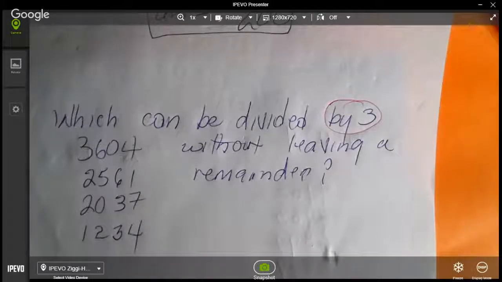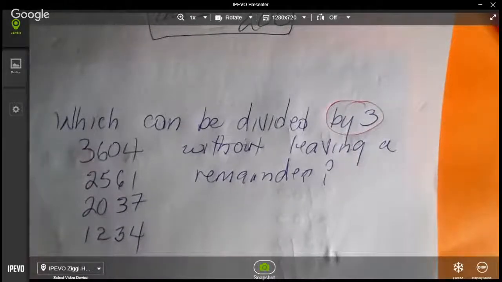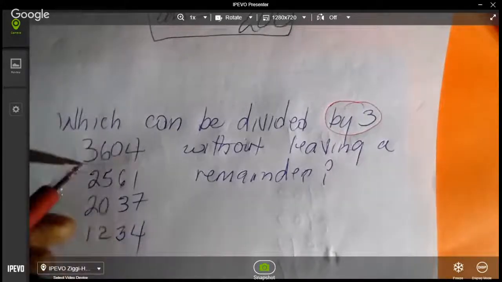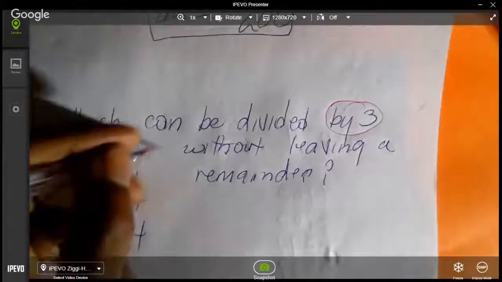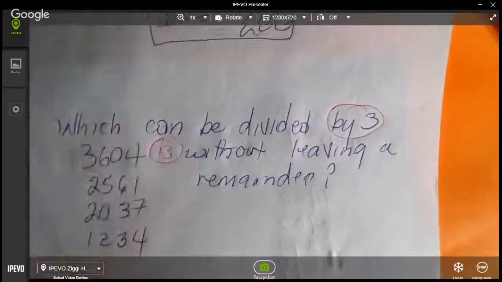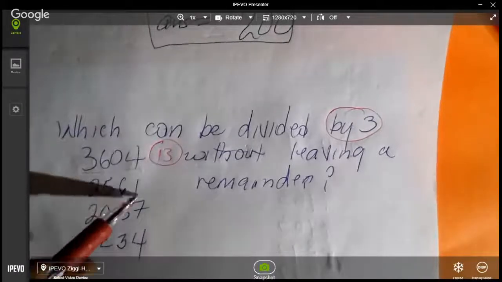Okay. So let's go with this again. So which one? Let's look at the sum of the digits. 3 and 6 would be what? 9, sir. 9 and 4. What's the sum of the digits here? 13. Is 13 a multiple of 3? No, sir. So what about 2, 5, 6, and 1?